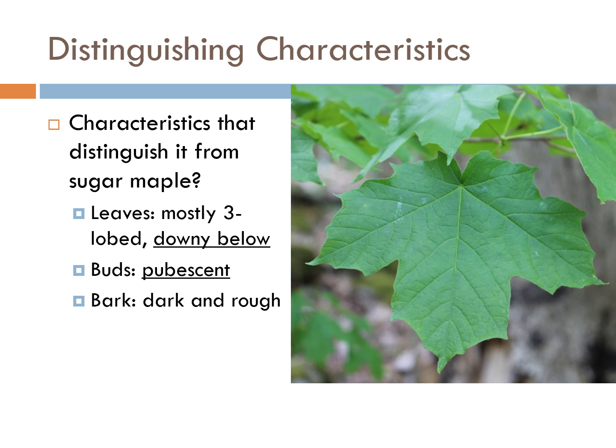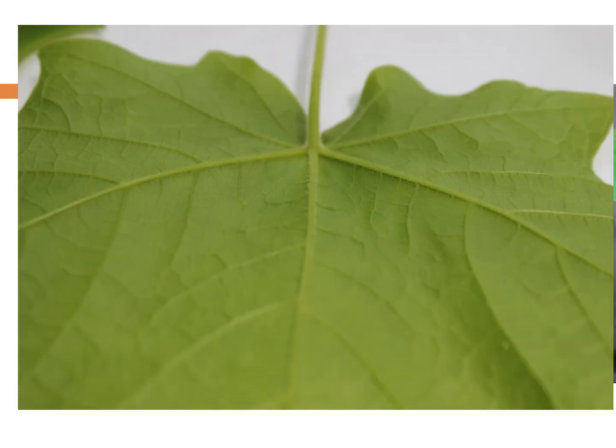To distinguish it from sugar maple, typically we have 3-lobed leaves. The buds are a little fuzzy. The bark is darker and rougher. And the leaves are a little bit fuzzy or downy on the back, kind of a yellowish color.